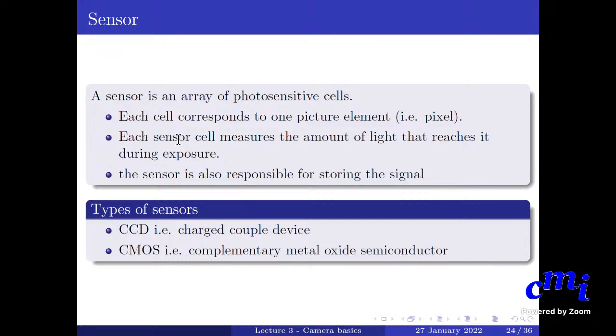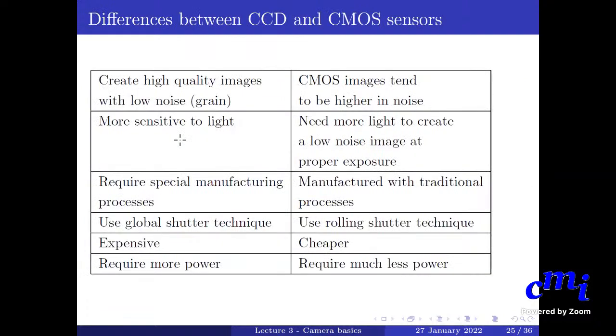There are two main kinds of sensors, the CCD, that is the charge coupled device, and CMOS, the complementary metal oxide semiconductor. Although, all sensors are made of metal oxide semiconductors. But anyway, this is what the names are. So these are the main differences between CCD and CMOS.